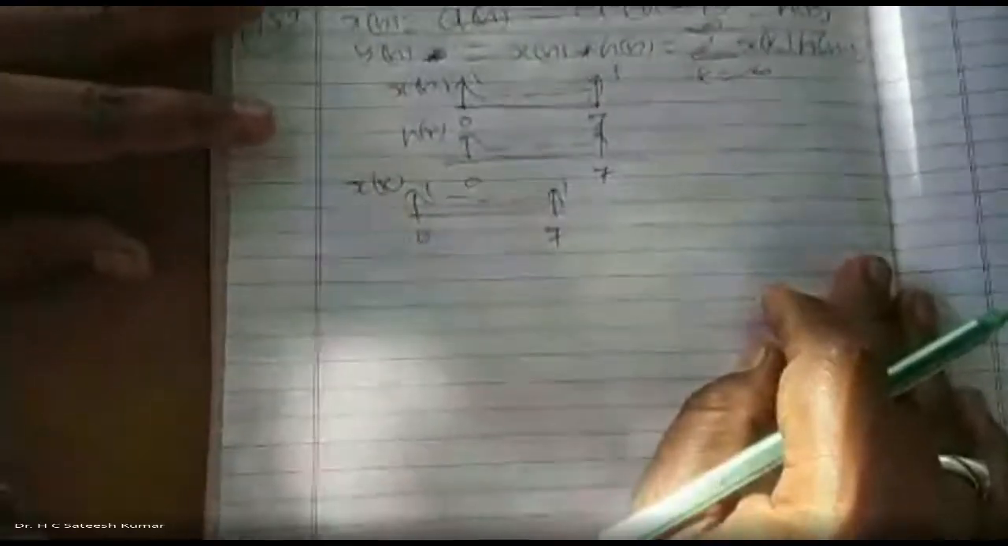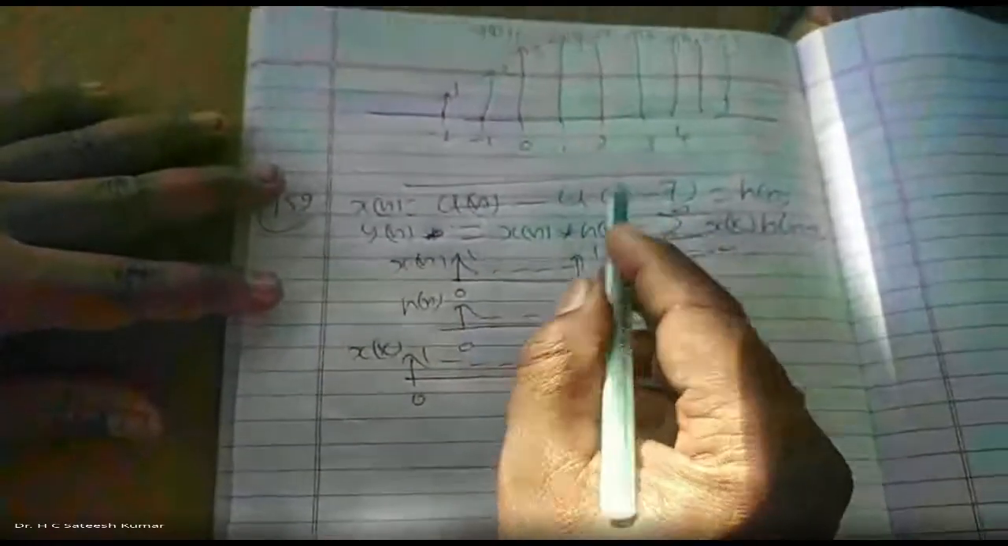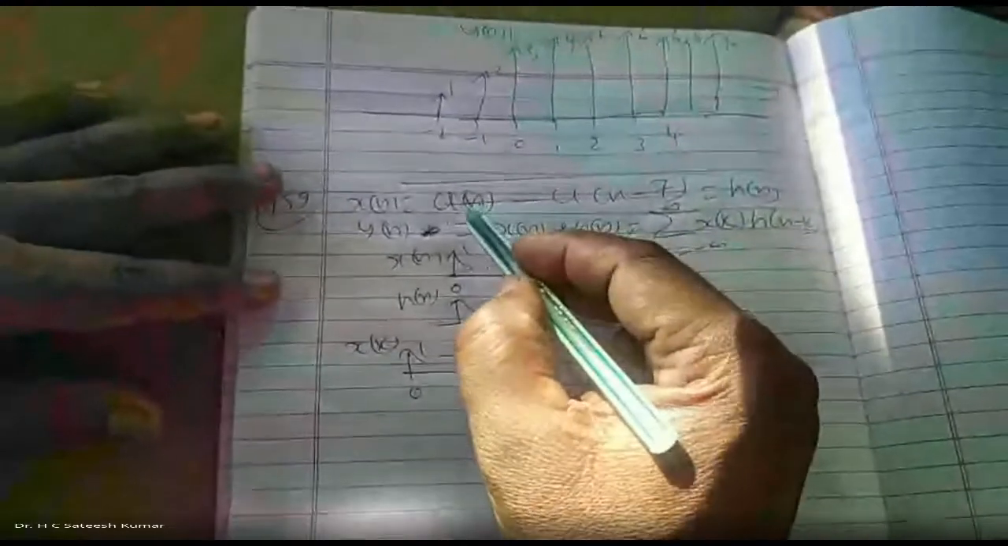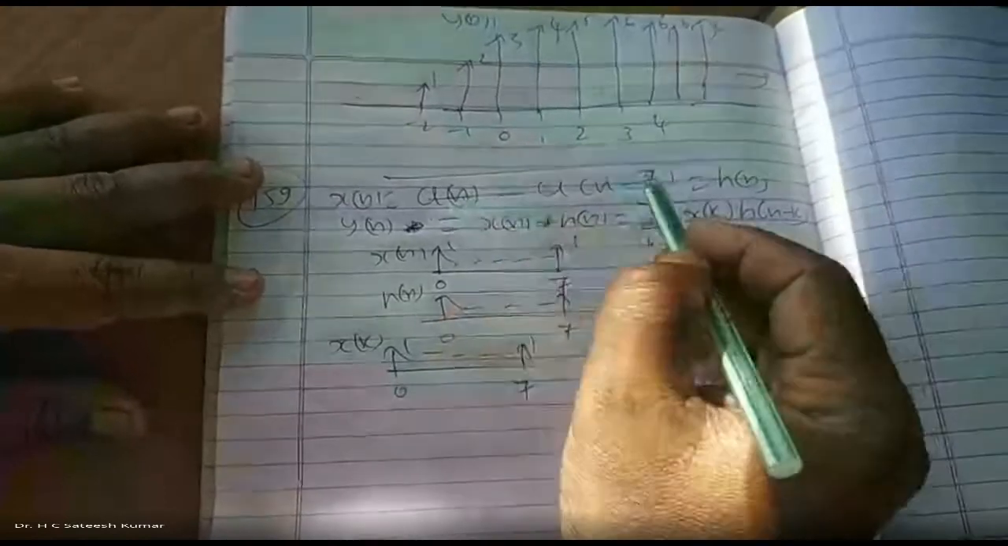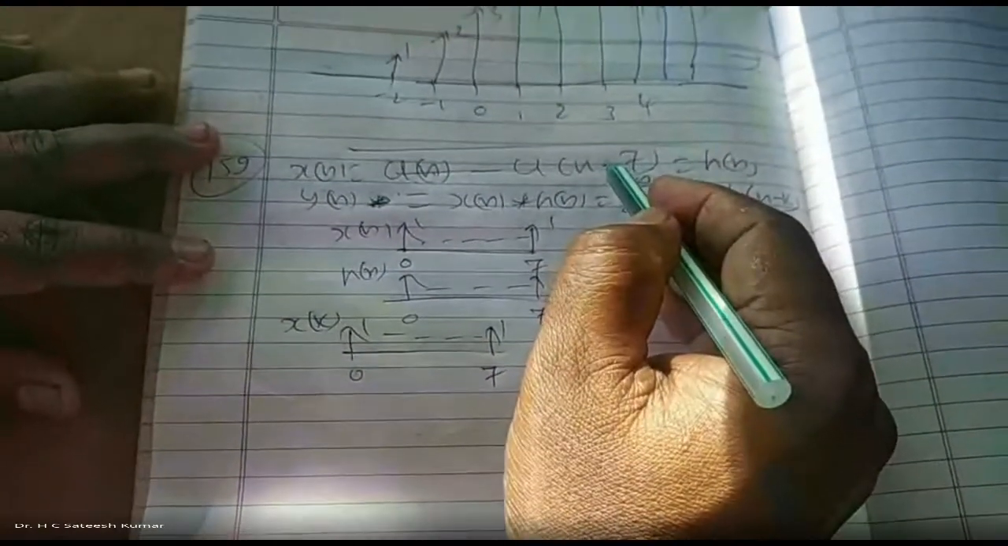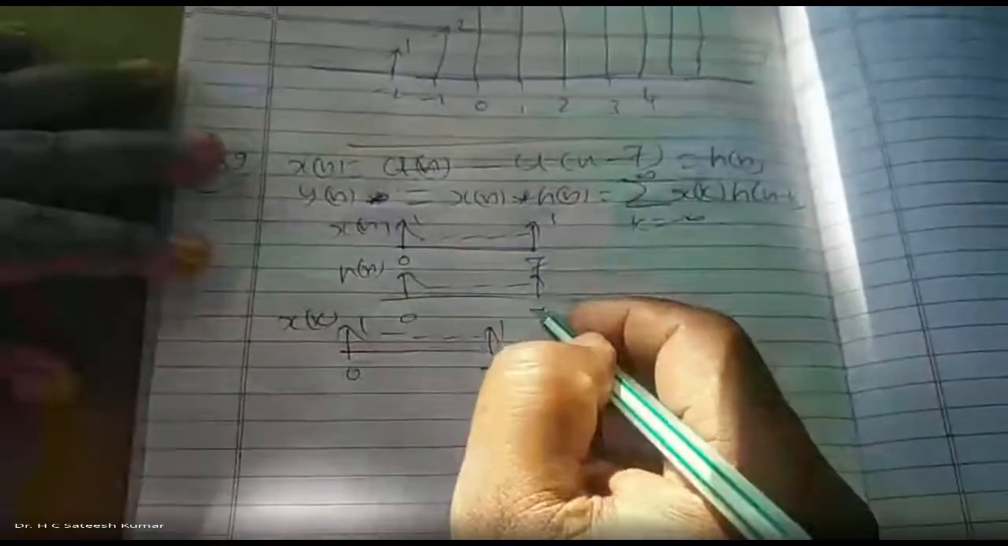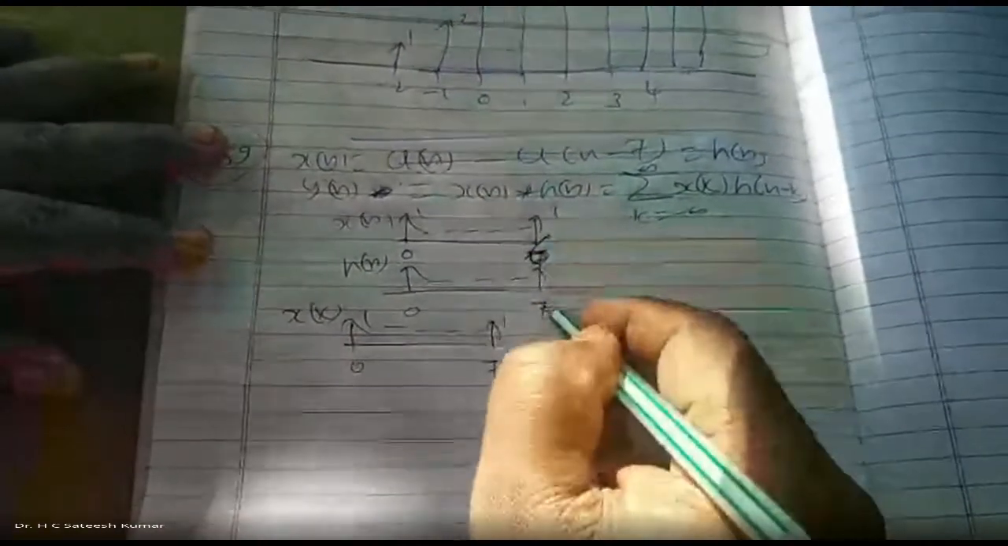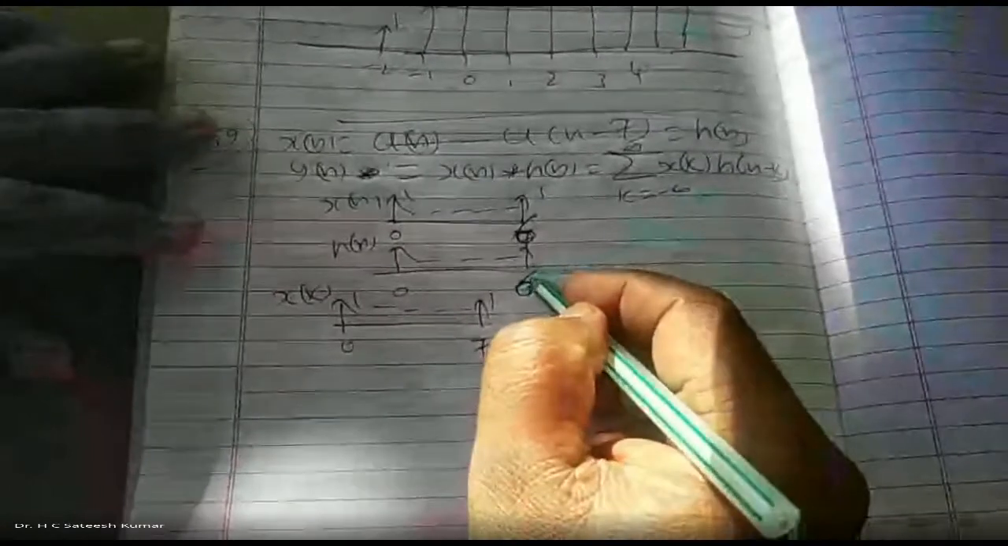Yes? 0 to 6, sir? You are right. Very good. It is not 7, sorry. u of n means 0 to infinity. u of n minus 7 means 7 to infinity. That means the 7th element also gets subtracted. Therefore, it will become 6. You are right. This is also 6. Okay, right?